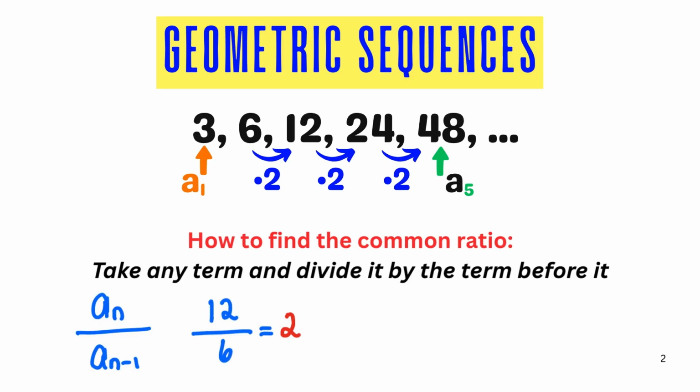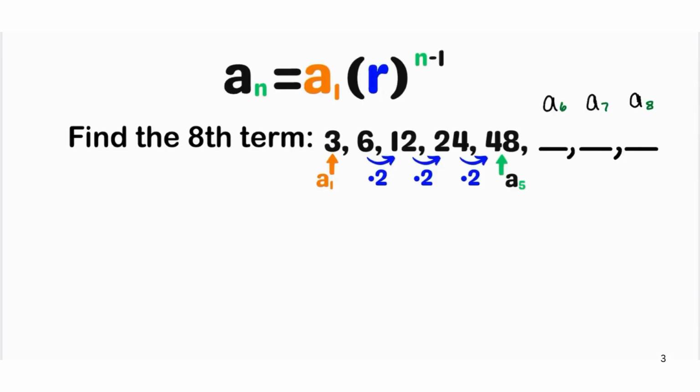I can do this with any two consecutive or back-to-back terms. So if I wanted to look at the term 24, I would divide it by the term that came before it, which is 12, and I would still get 2 as my common ratio. Again, if I did 48 divided by the term before it, which is 24, I would still get 2 as my common ratio.